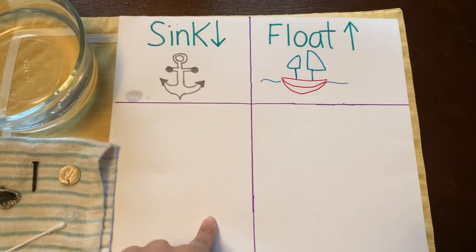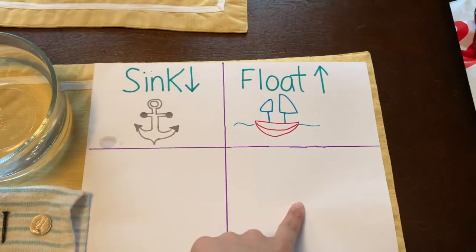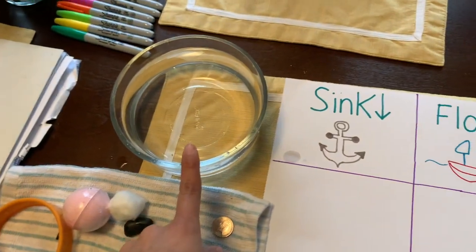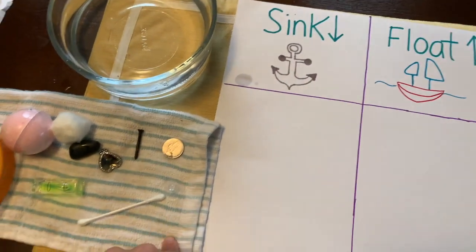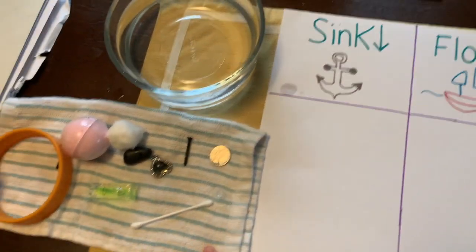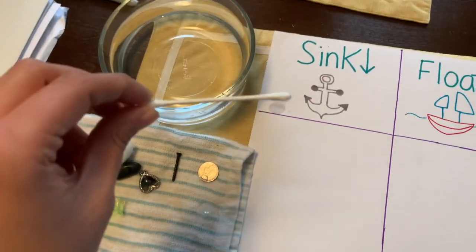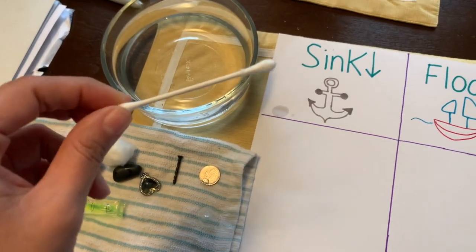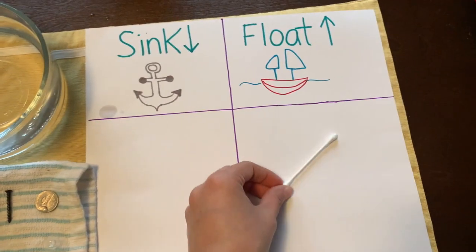Okay, so I have my chart paper with sink or float written on it, my bowl of water, and also a towel just in case the objects were to get wet before I put them on my paper. I'll have them dry first. So I also added a Q-tip to my collection, and I think the Q-tip will float.